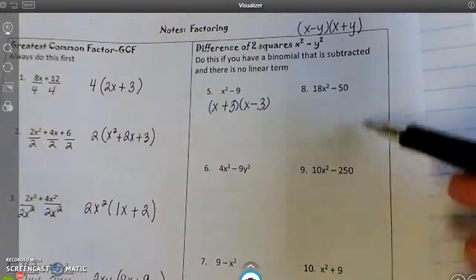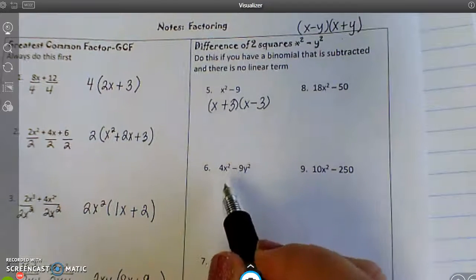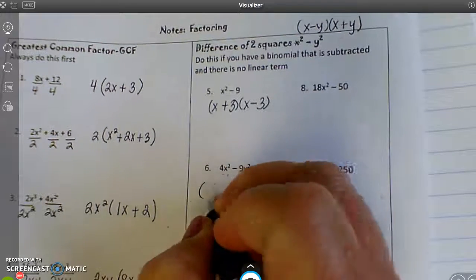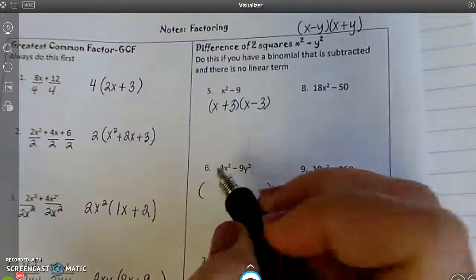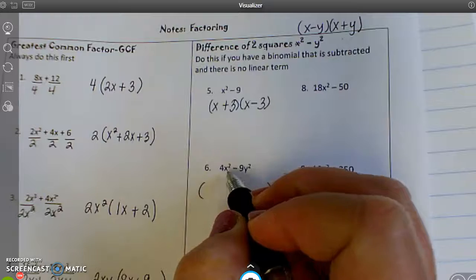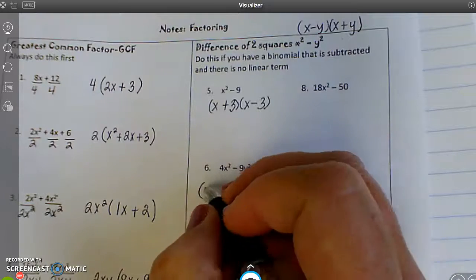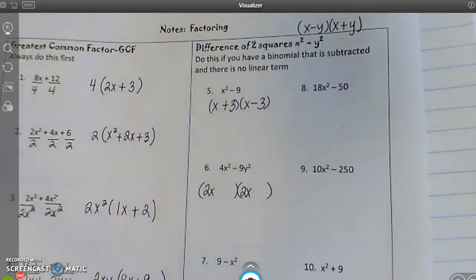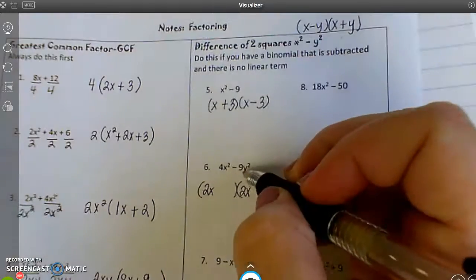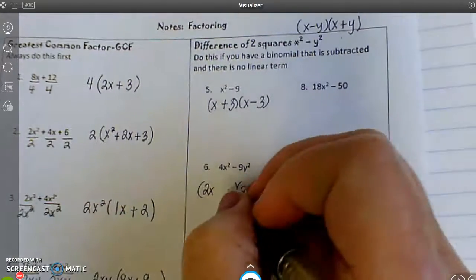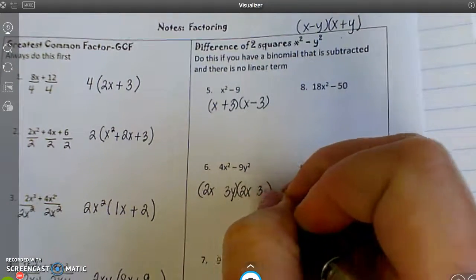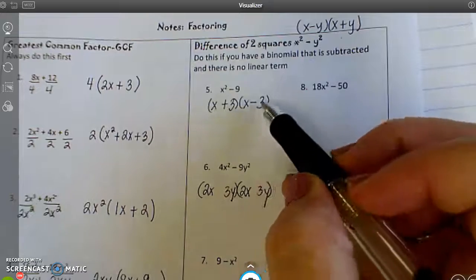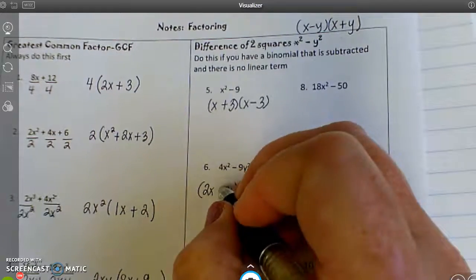It does get a little bit harder over here, and I'll show you that in just a second, but let's look at number 6. Okay? You still have two parentheses. What times what gives me 4x squared? 2x. Good. And it's okay for there to be numbers with the x's and the y's. Okay, what multiplies twice to give me 9y squared? 3y. And then just how we did up here, we did a plus and a minus. You're going to do a plus and a minus here also.